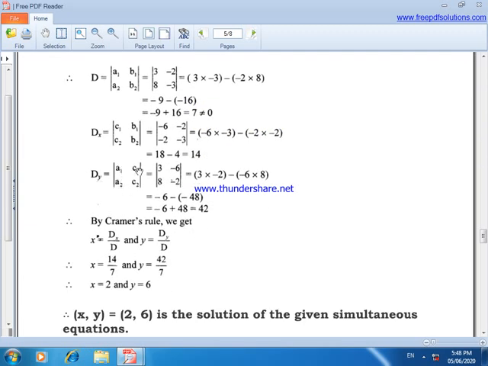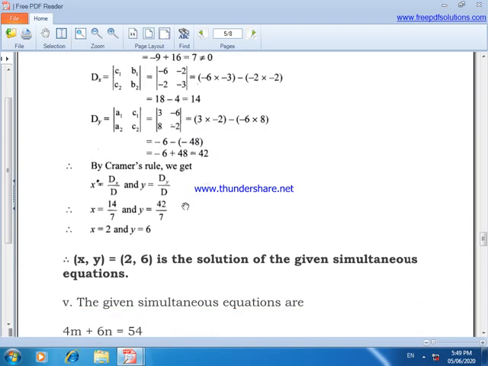Then dy: a1 a2 c1 c2, 3 8 minus 6 minus 2, 3 into minus 2 minus minus 6 into 8. 3 2s are 6, minus sign as it is, 6 8s are 48 and this minus sign, minus minus will become plus, so minus 6 plus 48 is equal to 42. Now by Cramer's rule, dx upon d and dy upon d, 14 upon 7 and 42 upon 7. 7 2s are 14 and 7 6s are 42, so the value of x is 2 and the value of y is 6.